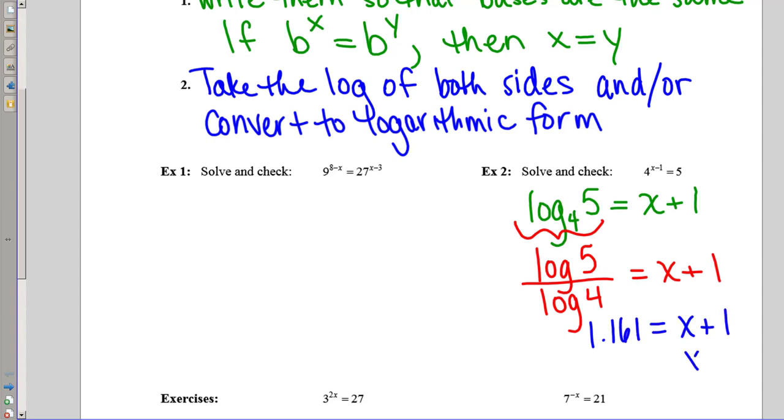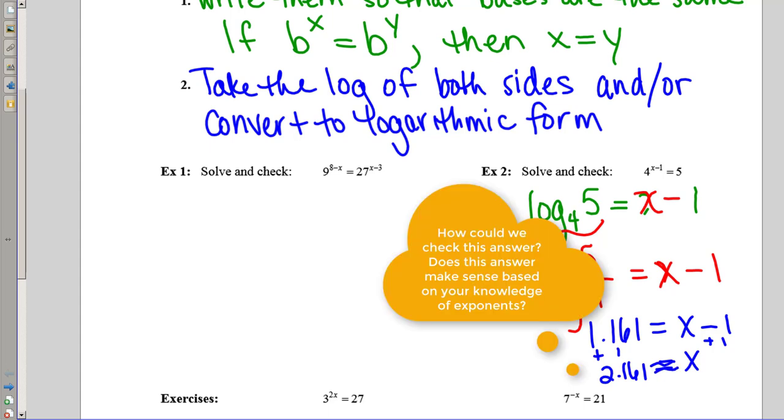So therefore, x is approximately equal to, whoops, and I just recognized my mistake here. This should be a minus, so I'm going to make a correction there. And then I'm going to actually end up adding that 1 to both sides. And so I'll have 2.161 approximately equal to x.